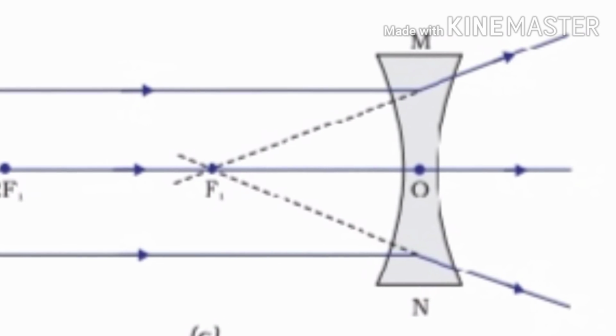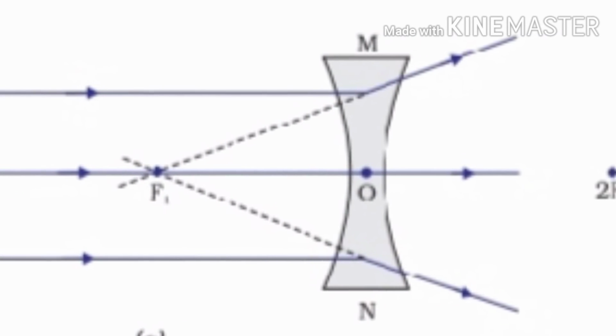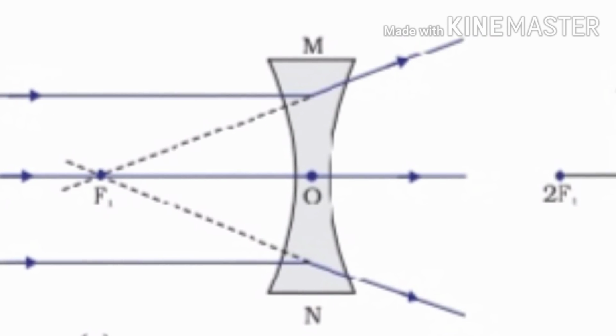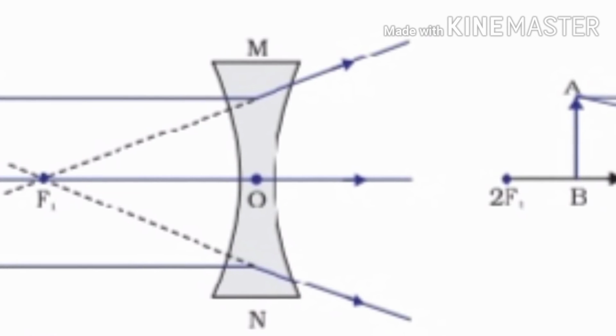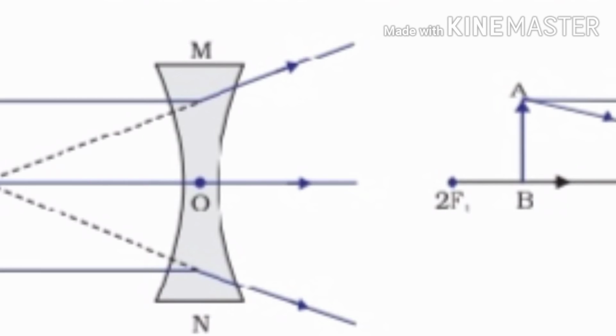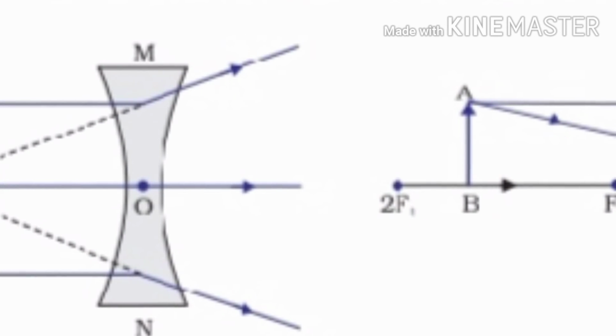When the object is at infinity from a concave lens, the rays parallel to the principal axis will diverge through the concave lens and will appear to meet at the focus f1. So the image formed in this case will be highly diminished and at f1 position.